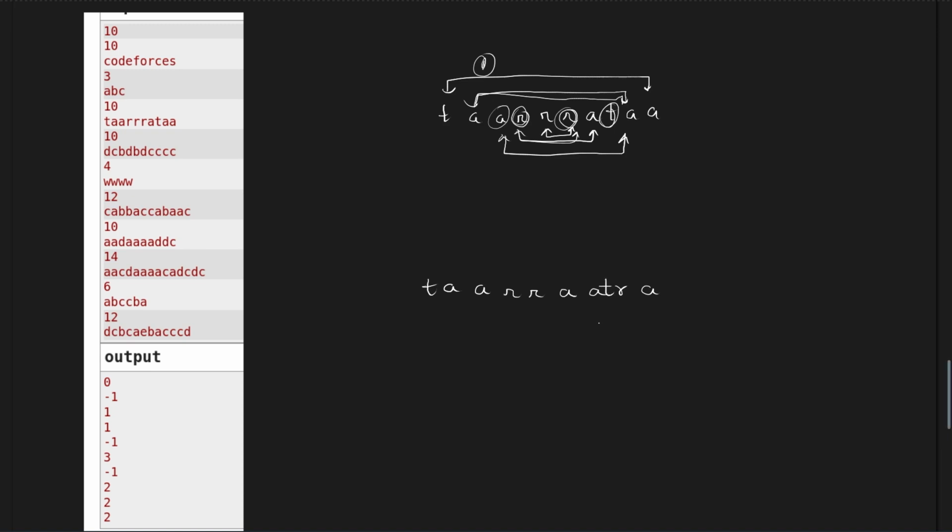T was also here, right? So what I've done is I've replaced this particular A, right? So I've changed this particular A with this particular R. So once I do this, what happens is now you will see that all of them are different.